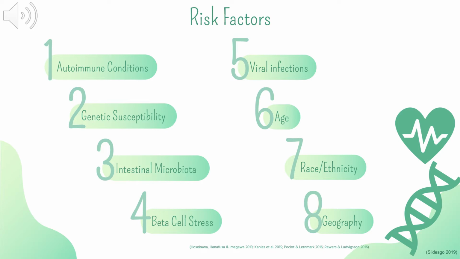And the next one is intestinal microbiota. Some of the environmental factors for type 1 diabetes, such as early childhood diet and use of antibiotics, are intertwined with the development and function of the human microbiome. Gut microbes influence lipid and glucose metabolism, as well as immunity and systemic inflammation outside of the intestine.